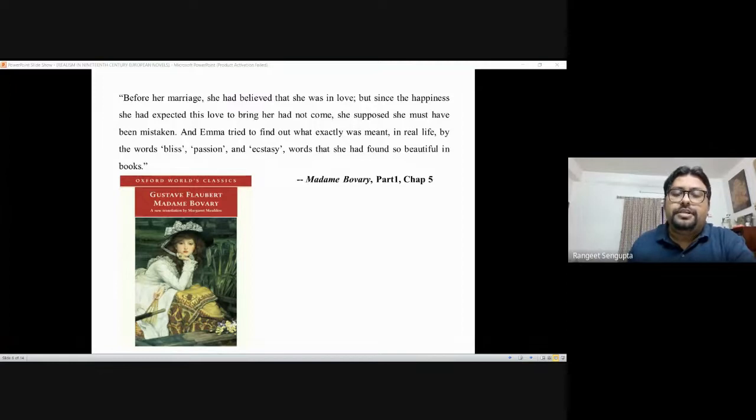"Before her marriage, she had believed that she was in love. But since the happiness she had expected this love to bring her had not come, she supposed she must have been mistaken. And Emma tried to find out what exactly was meant in real life by the words bliss, passion, and ecstasy, words that she had found so beautiful in books." Unquote.